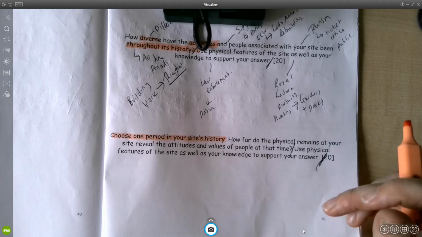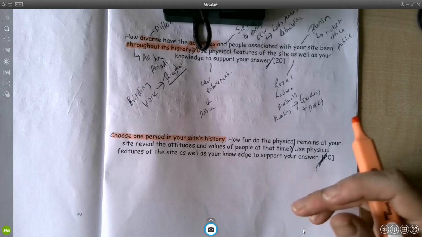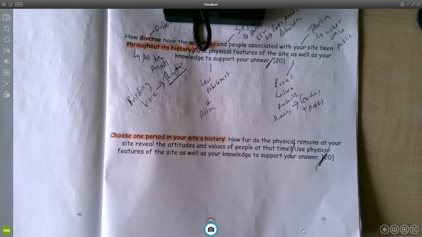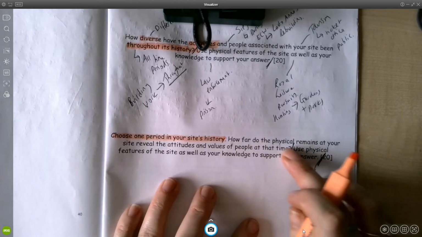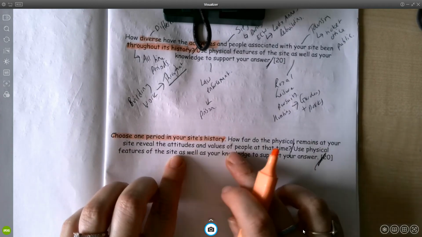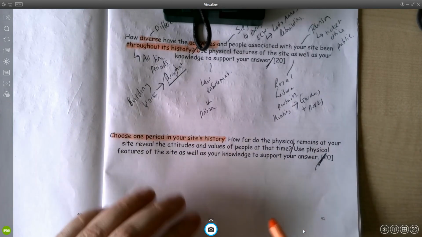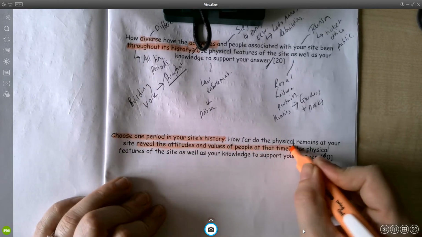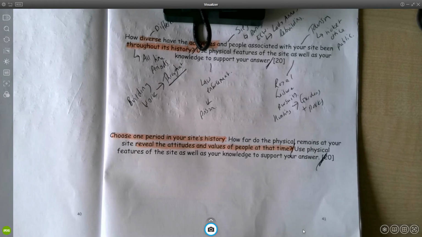Now, I marked one of these exam papers, and some people were choosing like a single day. Make this period nice and wide so you've got lots to write about. But obviously, you can't choose a period that's its entire history. So medieval, Tudor, English Civil War, or modern. How far do the physical remains at your site reveal the attitudes and values of people at that time?